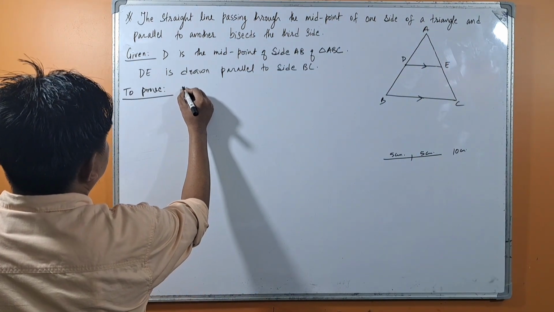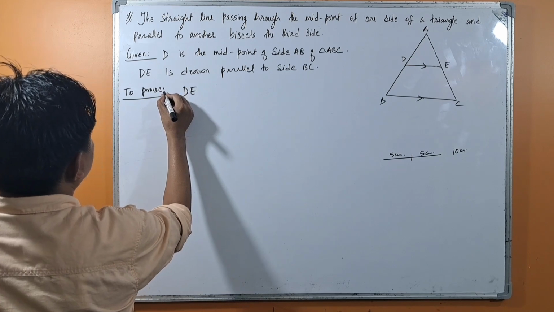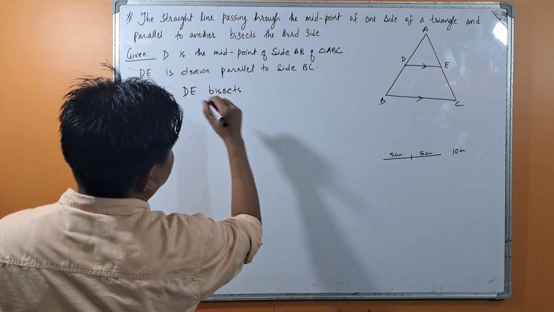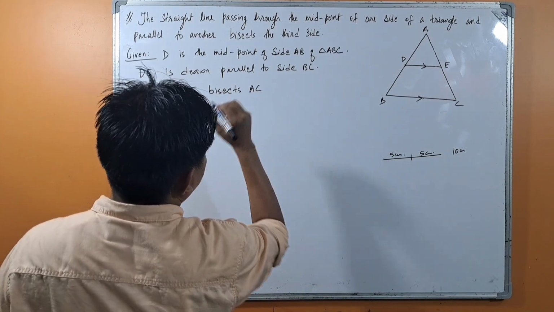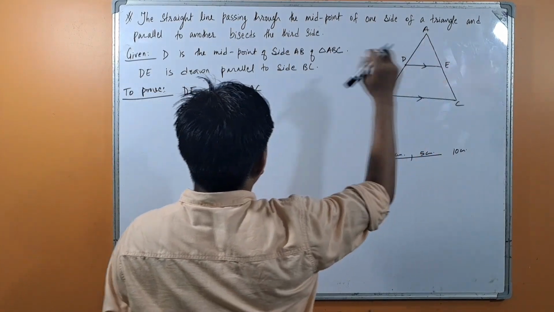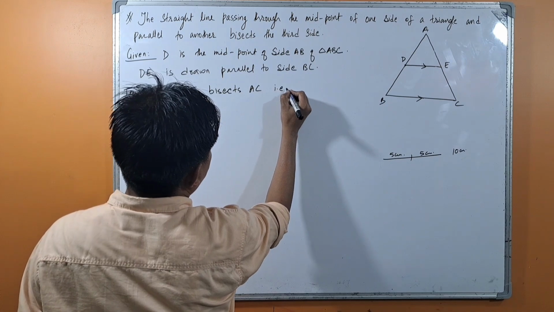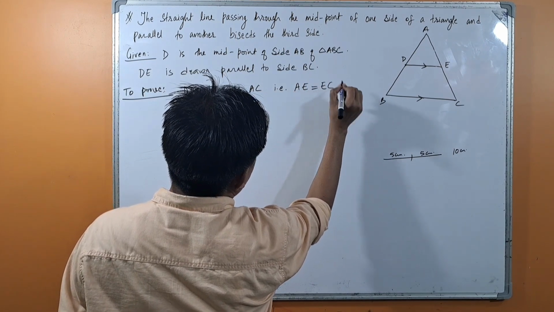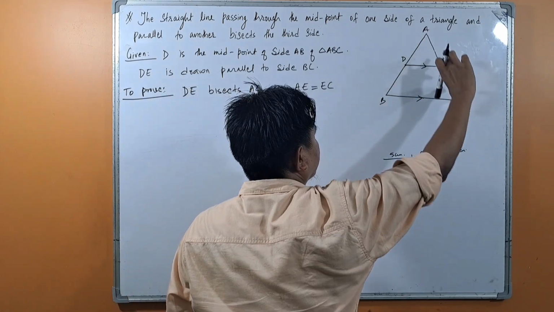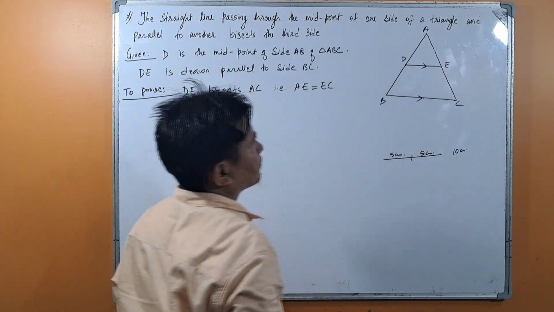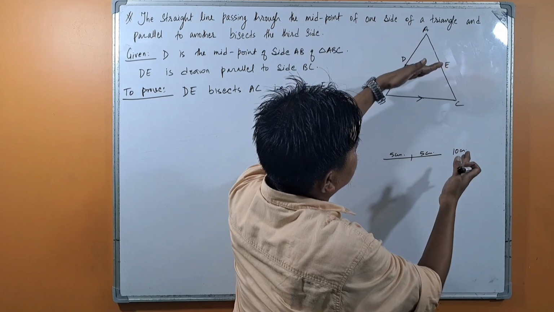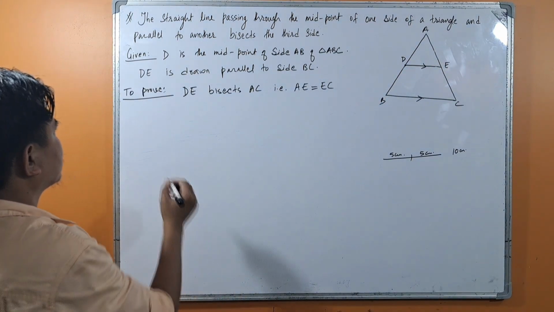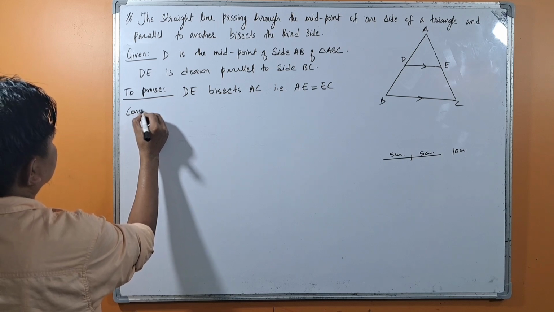So we are asked to prove DE bisects AC, that is AE equal to EC. The length of AE will be equal to the length of EC because AC is divided into two equal parts. So let us do the required construction.